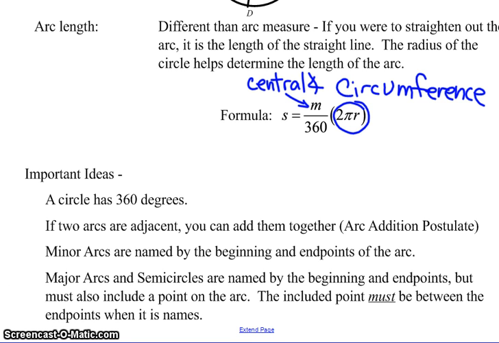There are some important ideas here. One of them is that a circle will always have 360 degrees. Another one is that if two arcs are adjacent to one another, you can add them together, and that would give you the measure of the larger arc. Here's a biggie. Minor arcs are named by their endpoints, and they have to be under 180 degrees. Major arcs and semicircles also are named by their endpoints, but they must include a point in between the endpoints when we name it.